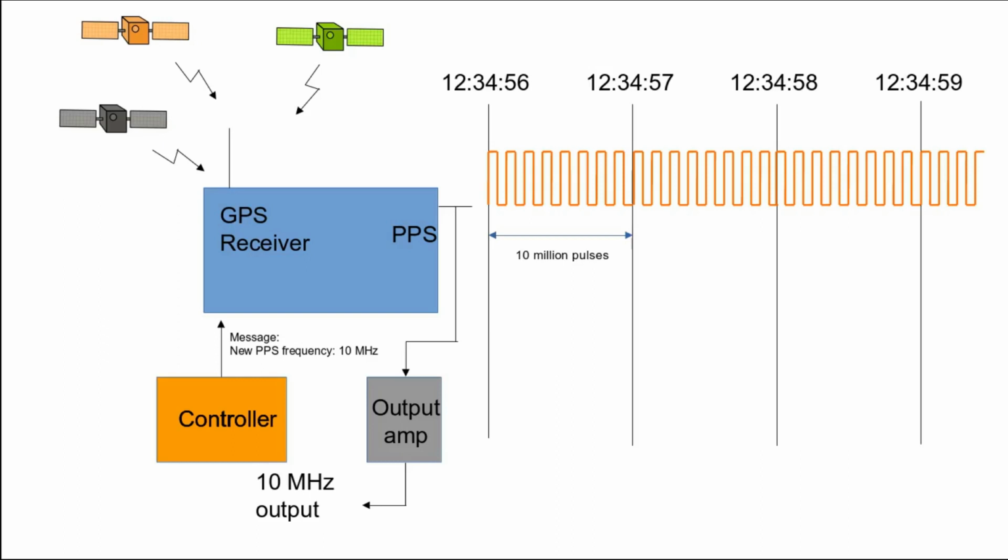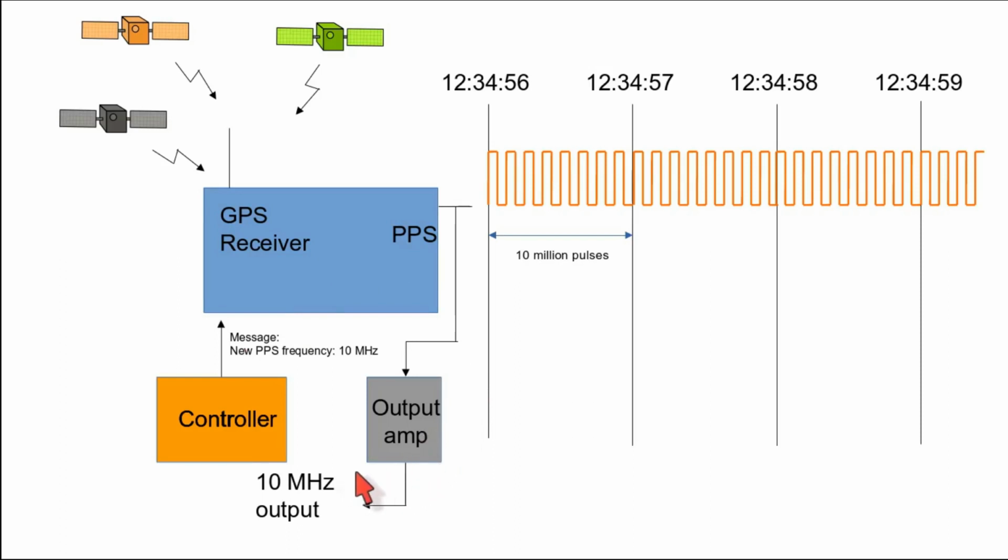For example, instead of fitting exactly one pulse into the 1 second GPS window, it may be told to fit 10 million. For this to work, you need a controller of sorts that can send a message in the right format to the GPS to change the PPS frequency to something else. Another component needed is an output stage to amplify the PPS signal to make it suitable for general use.